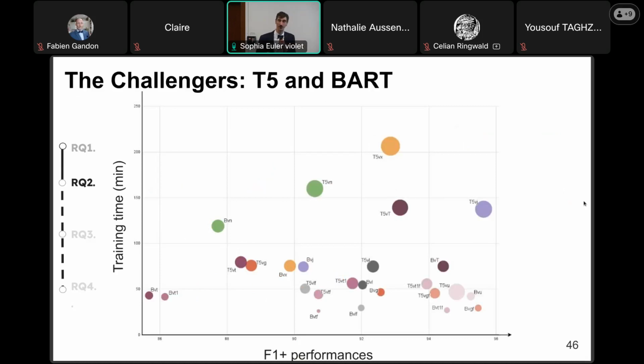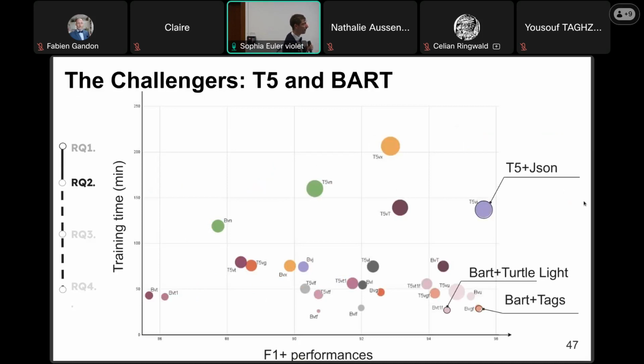So let's now talk about our challengers, which are T5 and BART. Here on this graph, you have on the x-axis the performances of all our different configurations, and on the y-axis the training time they needed to be fine-tuned. We can find on this graph 3 interesting configurations. Here you have T5 using JSON, which is really performant, but also really costly to train.